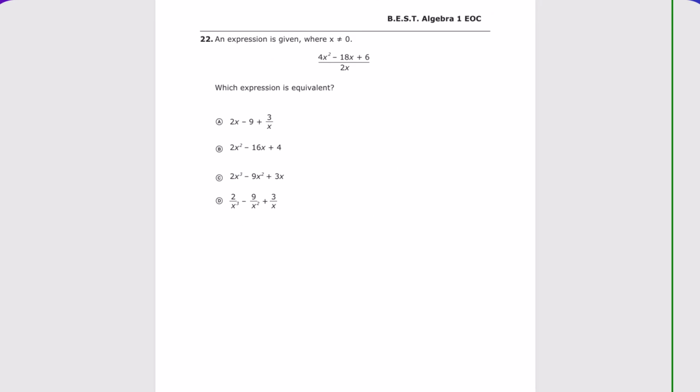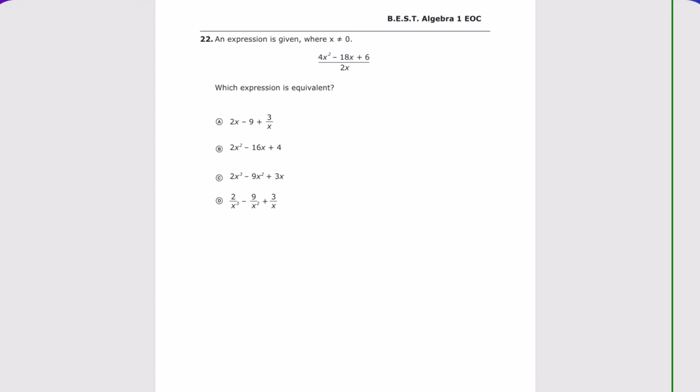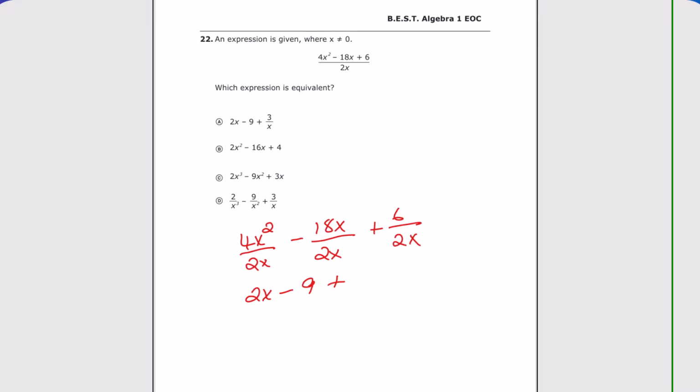Question 22. Simplifying a rational expression. We simplify 4x squared minus 18x plus 6 divided by 2x. Divide each term by 2x. 4x squared divided by 2x gives 2x. -18x divided by 2x gives -9. 6 divided by 2x gives 3 over x. The result is 2x minus 9 plus 3 over x, which matches choice A. Correct answer, choice A.